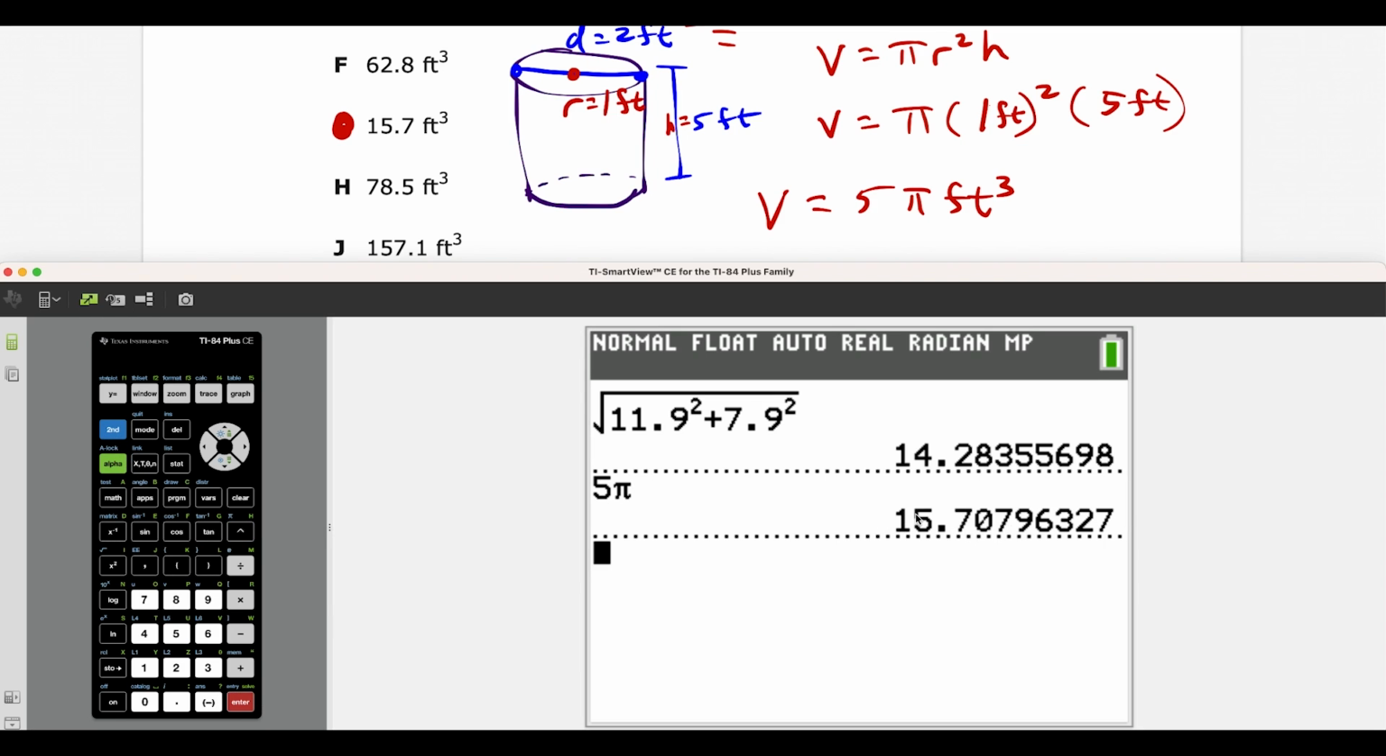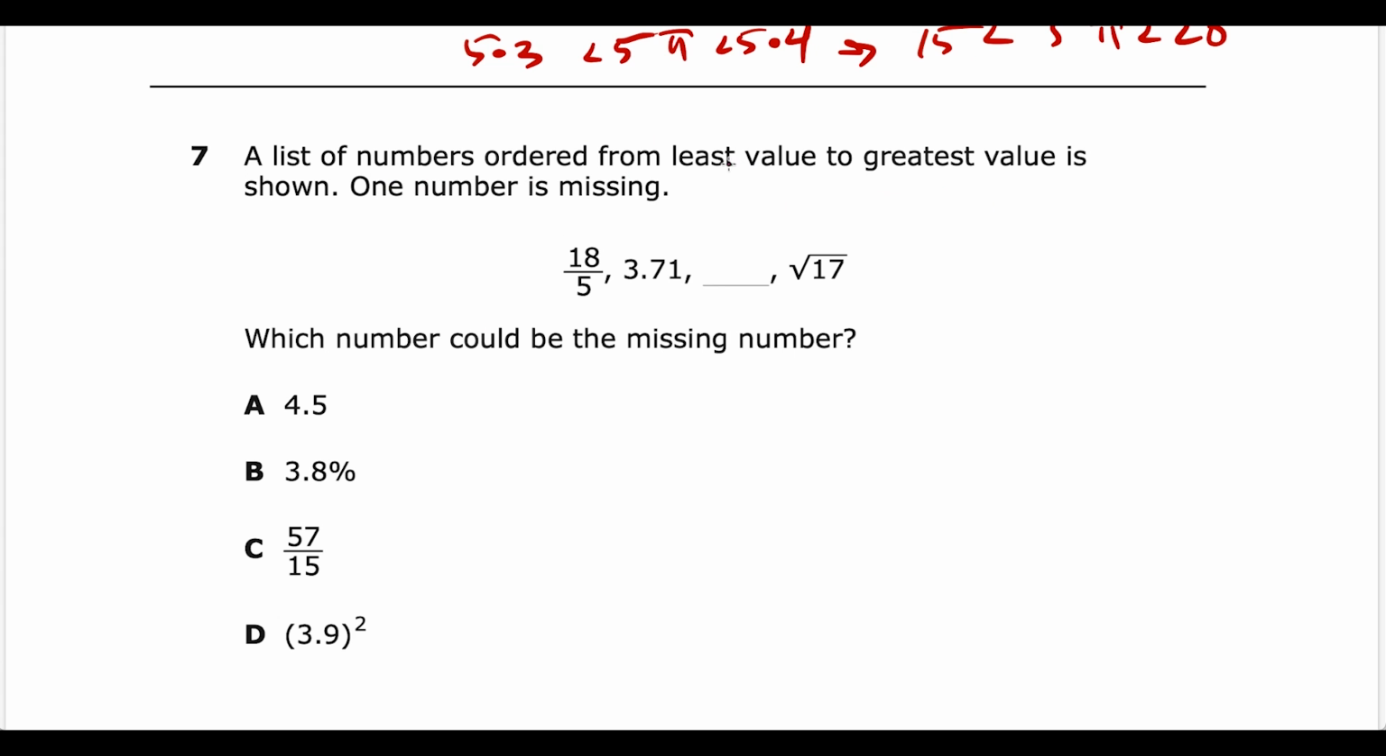And you can see here 15.7 is definitely checking out. So question 7, we have a list of numbers ordered from least to greatest, and we have one number missing. Which number could be the missing number? So we could check out here 18 over 5.